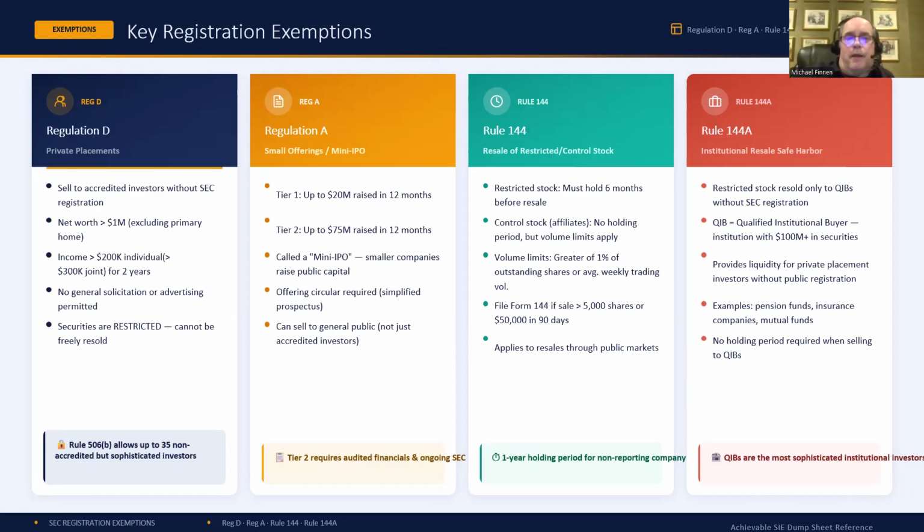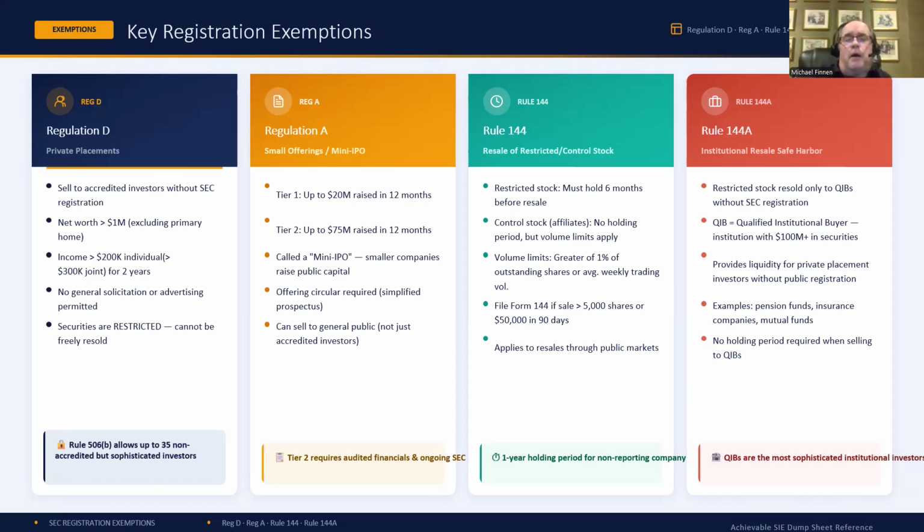What is an accredited investor? An accredited investor is somebody who has a net worth of $1 million, not including their primary home, or income of $200,000 a year for an individual, $300,000 for a couple, and it has to have happened for the past 2 years and be expected to continue into the future.